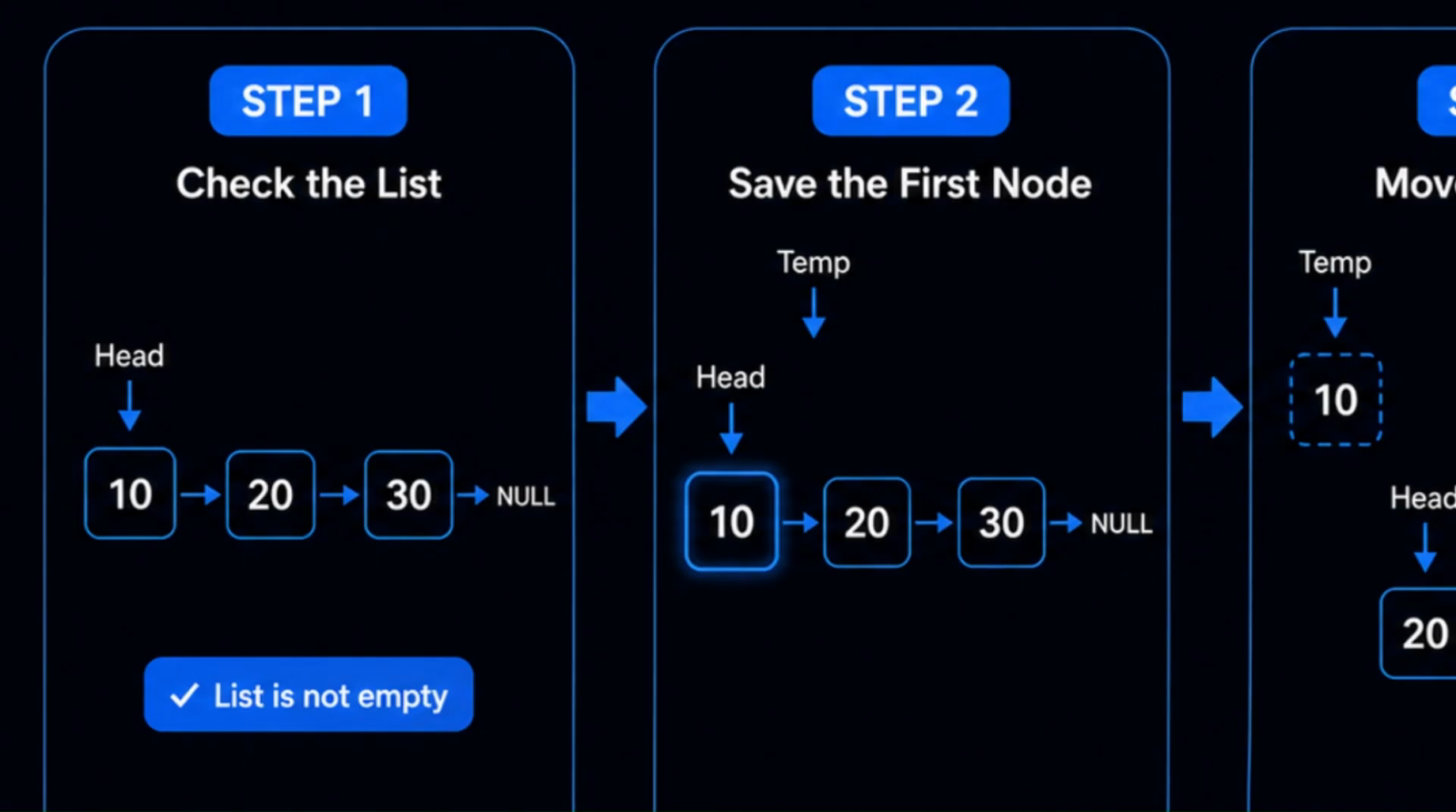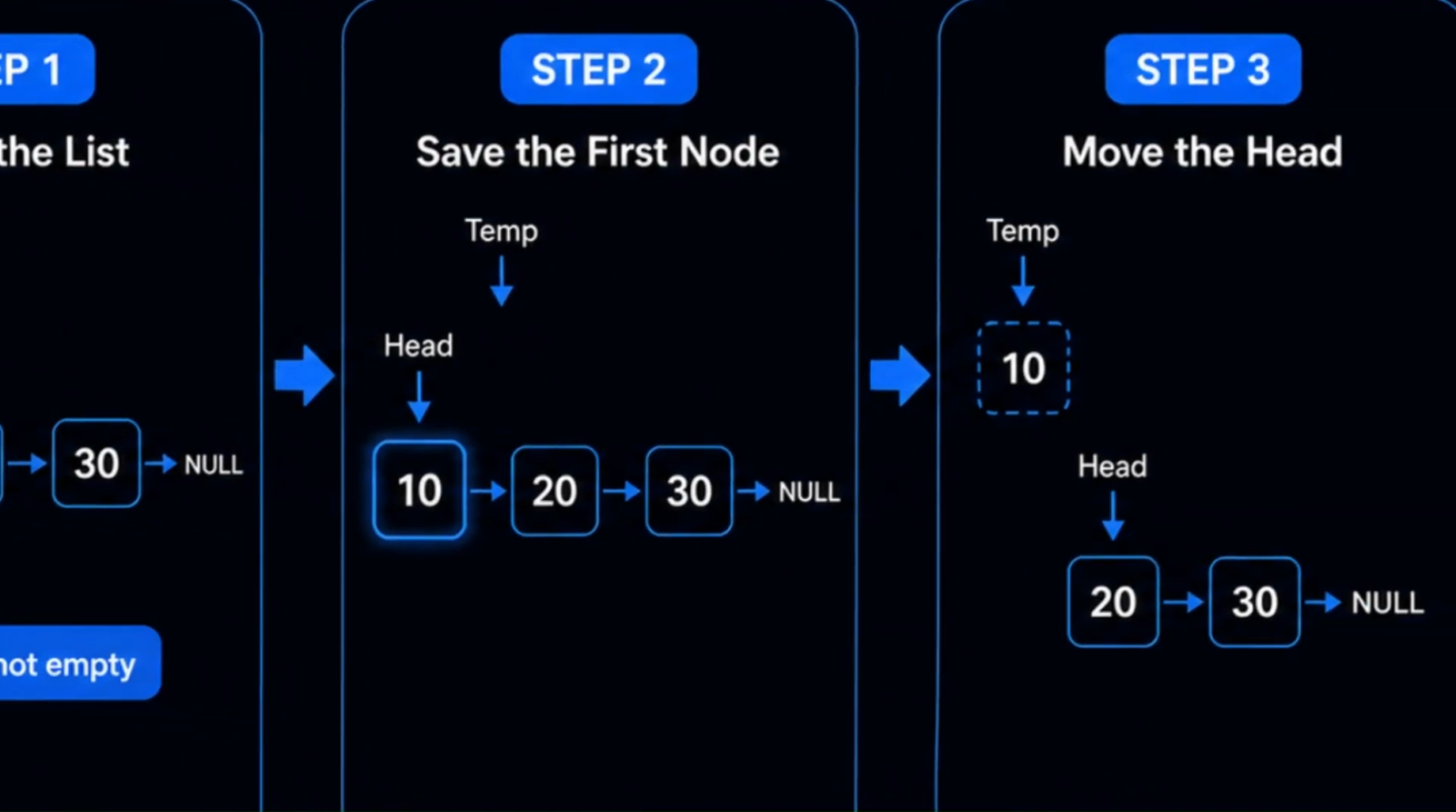Once we know the list isn't empty, the next step is extremely important. Before moving the head pointer, we first save the address of the current first node inside a temporary pointer.